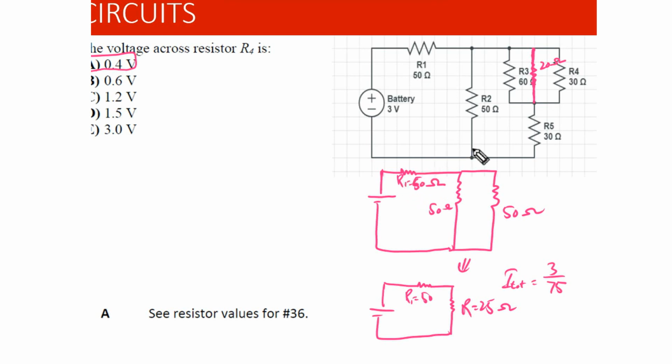Okay, so this one please. You have to find I total. When you have I total, half of the current will go this way, half of the current will go this way, and then you can find the potential difference. You can figure it out then. The potential across this one has to be equal to this one. Then you can work out.